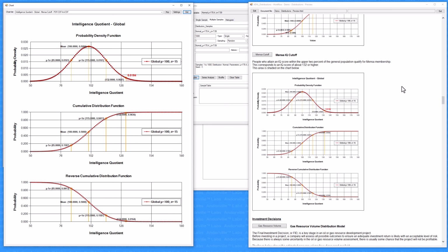People who attain an IQ score within the upper 2% of the general population qualify for Mensa membership. This corresponds to an IQ of about 132 or higher. This area is shaded on the chart below.